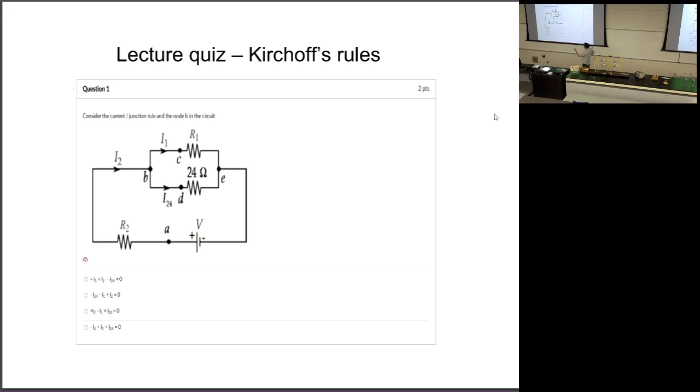I don't know why this labeling exactly, but, well, I do actually. In goes I2 and out go I1 and I24. I1 because it goes through resistor R1, and I24 because it goes through this 24 ohm resistor. But we've just got to pick which one of these four relationships or equations between the three currents is the right equation.